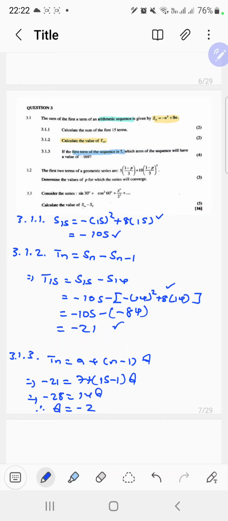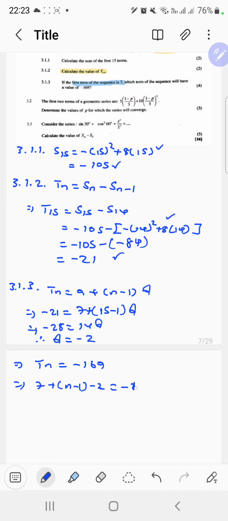So we are saying, therefore, this implies that Tn is equal to minus what? What is the value there? 169. Which implies that we're just going to go ahead: A is 7 plus (n minus 1), which we don't know, times minus 2 must be minus 169. Then we transpose this, and maybe let's put this one in a bracket so that it doesn't confuse somebody. And then let us sort this out.